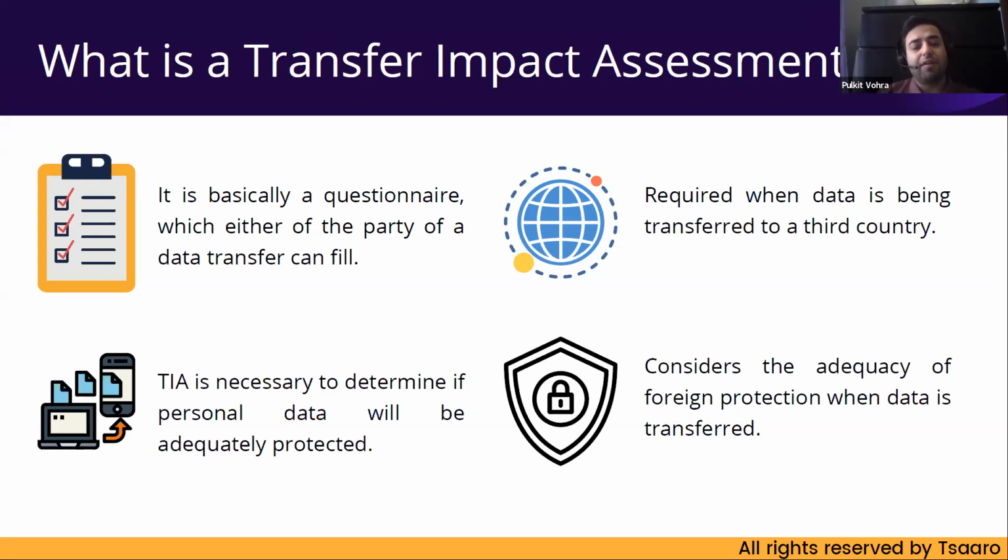If it's not allowing you to transfer the data because of certain reasons, because of a certain privacy regime in that country, you need to build some controls. So the process is the same whether you do a PIA or a TIA, but the idea of both of them is different. So I think that is fairly explained.